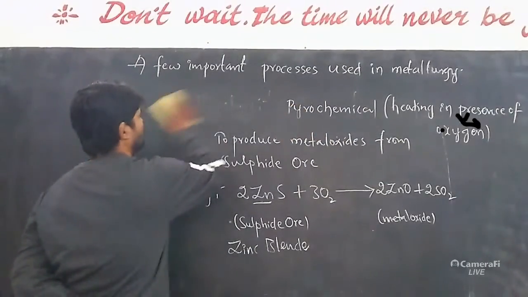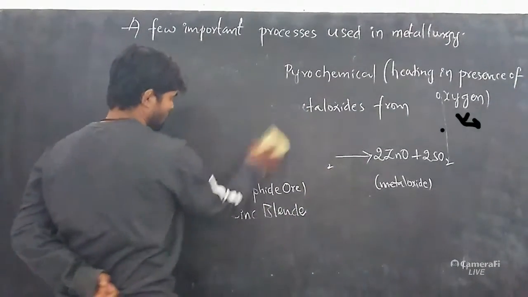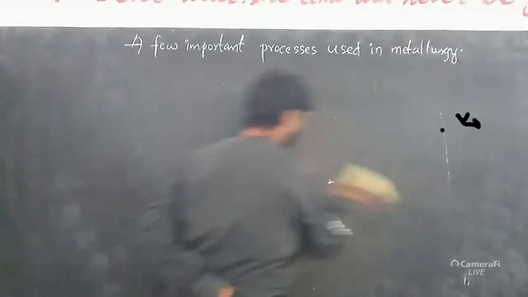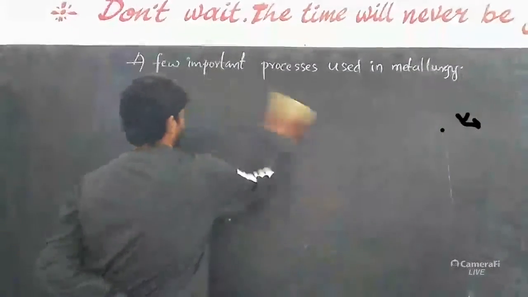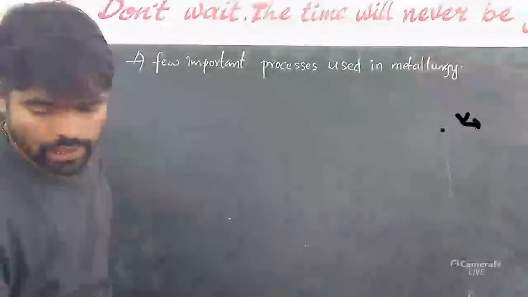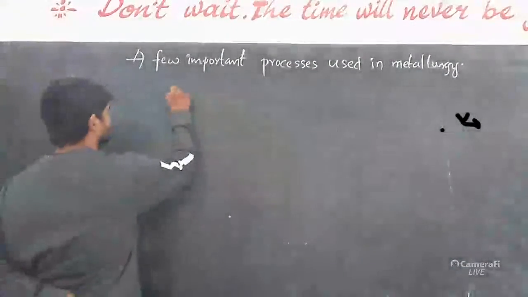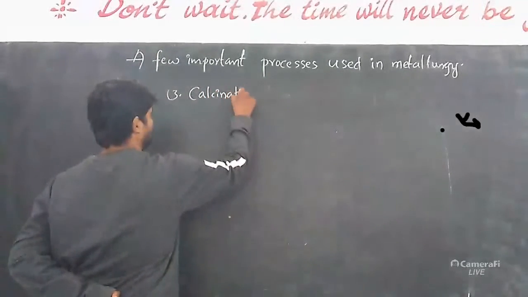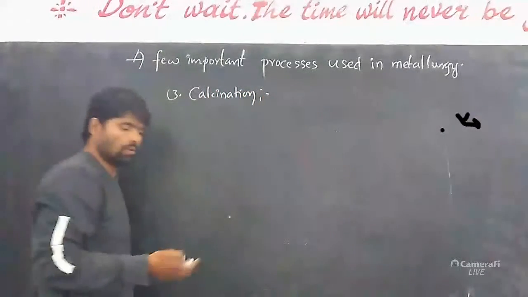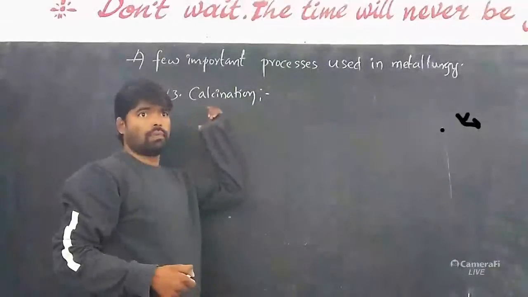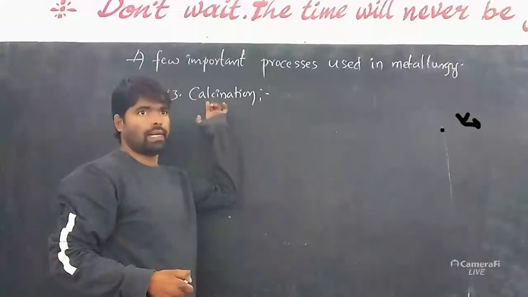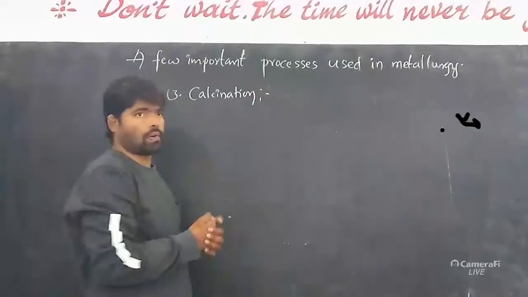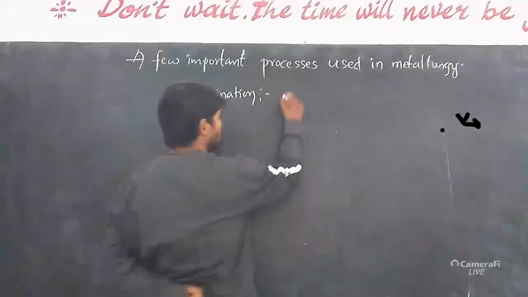Okay. Now let us see the third process, that is calcination. Third one. Calcination. So you came across this word, but we did not explain it. Okay, calcination. So this is also a pyrochemical process.